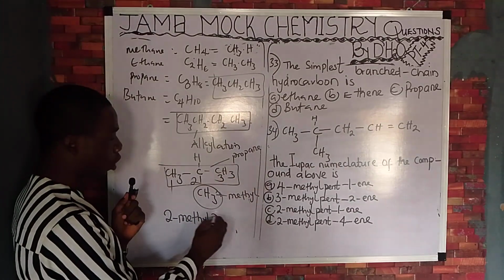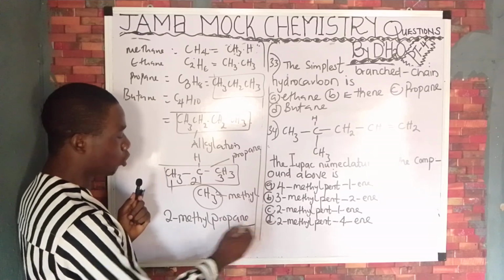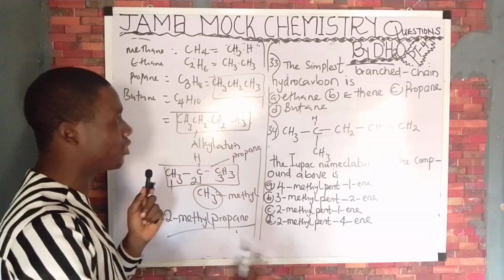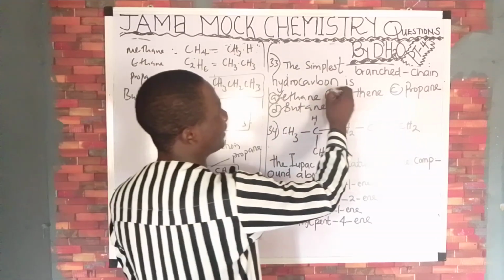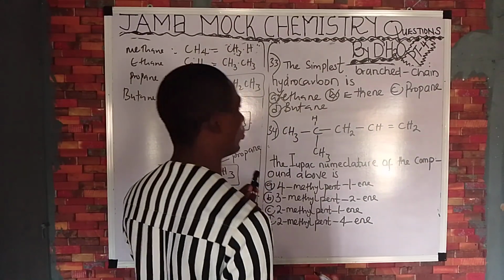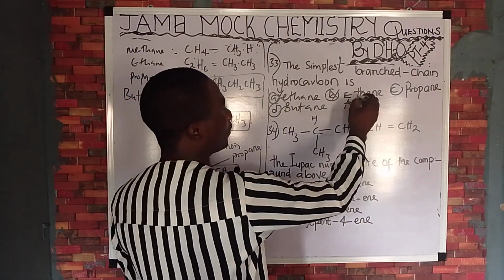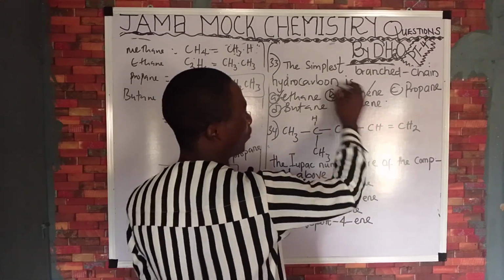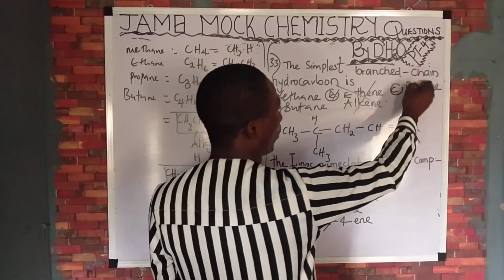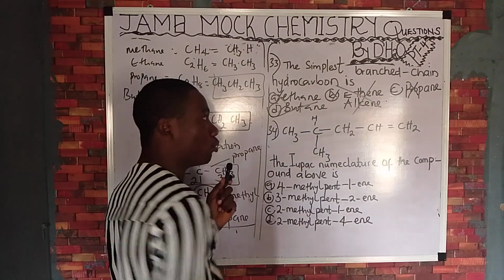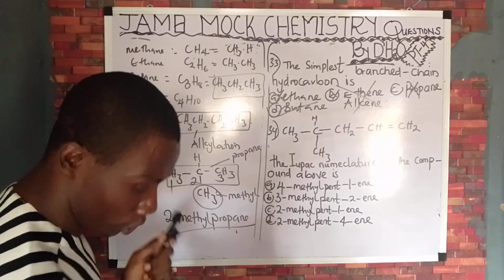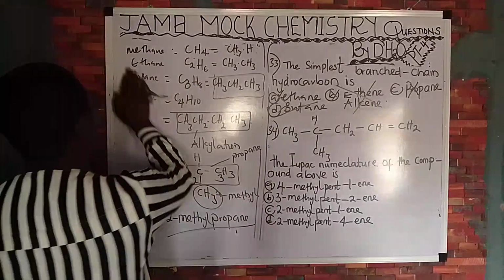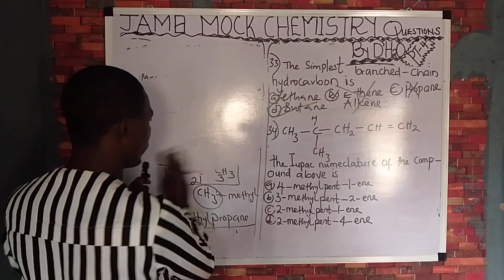2-methyl what? This is called propane. So take note of this. The simplest branch chain alkane is not ethane. It is not even a member of the alkane homologous series. It is a member of the alkene. So it's not even part of the options. Propane, no. The answer is butane. The simplest branch chain alkane is butane. Question number 34.